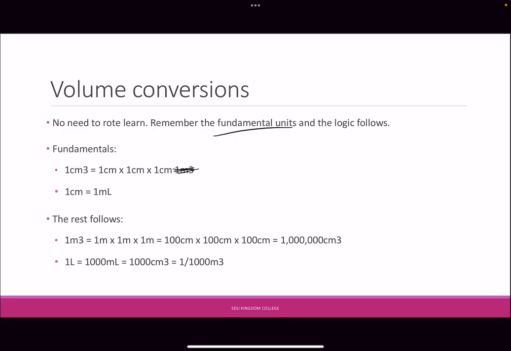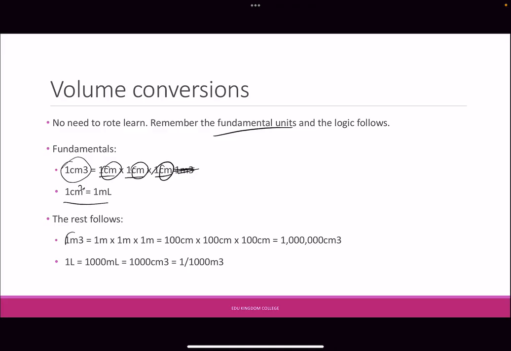So 1 centimeter cubed, when we think about it, is 1 by 1 by 1. 1 centimeter by 1 centimeter by 1 centimeter. You're multiplying the units together as well, and that's how we get centimeter cubed. And 1 centimeter cubed equals 1 milliliter. So those are the two things you need to know.